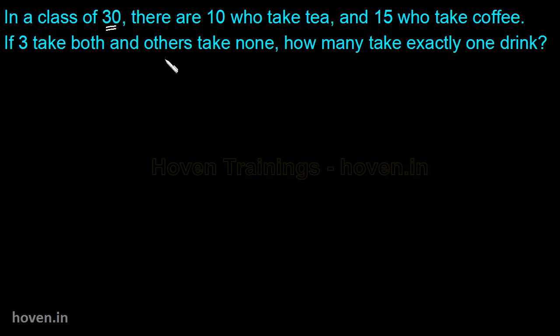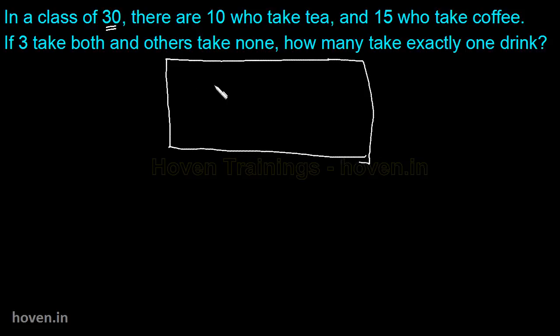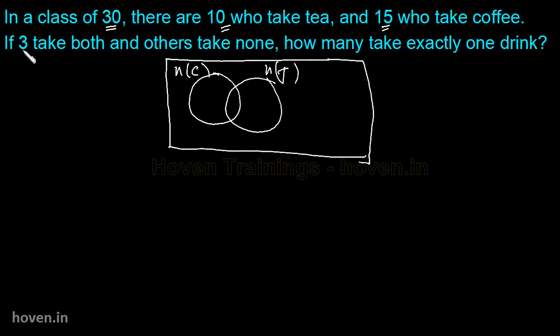Let us begin by drawing a Venn diagram. Okay, this is a container and here I'll write NC and this is for the tea part, NT. So in a class of 30 there are 10 who take tea. Now this 10 means, as I always tell you, try to cast these figures into the language of Venn diagrams, into the language of the sets.